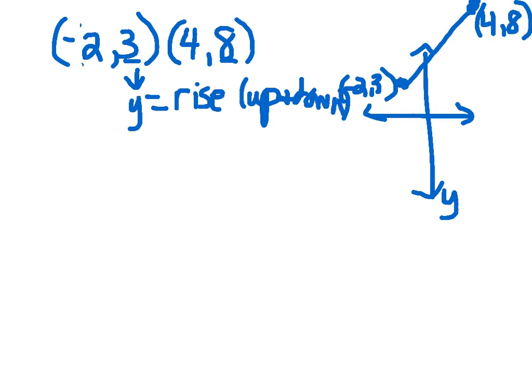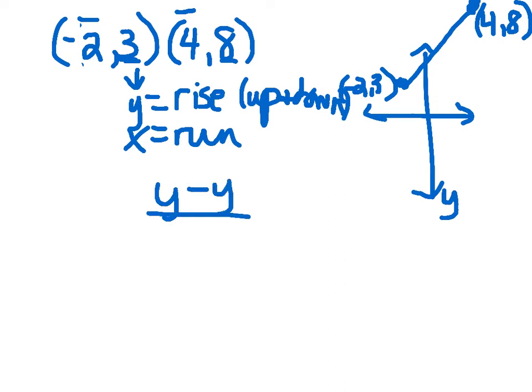And if I want to know how far it went from 3 to 8, I subtract those two things. On the other hand, the -2 and the 4 tell us about x, or how far it goes across, the run. So without even having access to a sketch, we can say I want to know the difference between the y's and the difference between the x's. Difference means subtract. So in a very casual way, I'd say y minus y over x minus x.